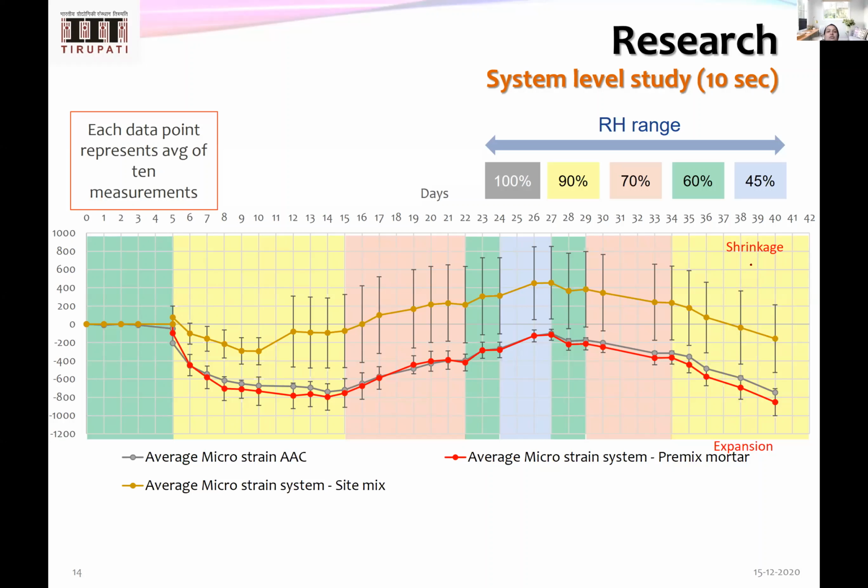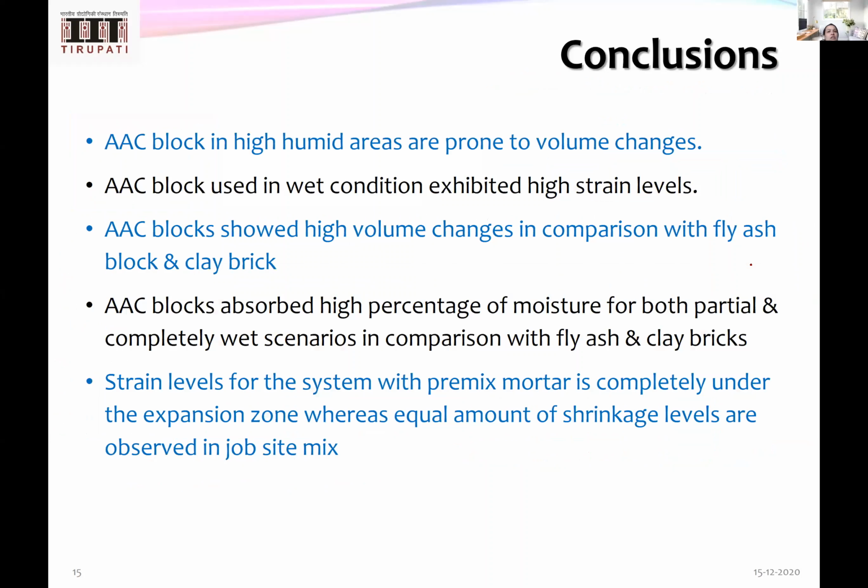But at least what we understood at this point of time is that AAC blocks in very high humid areas will have very high volume changes, and AAC blocks used in wet condition exhibit very high strain. AAC blocks in wet condition obviously occur on most sites, because when you do plastering, you wet the surface and you also cure the plastering. From that viewpoint, your block will absorb a lot of water, which will create a lot of expansion and eventually cracks in the system. So high volume change is a problem there.